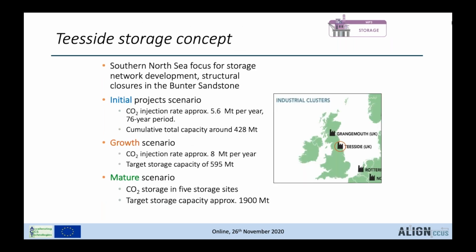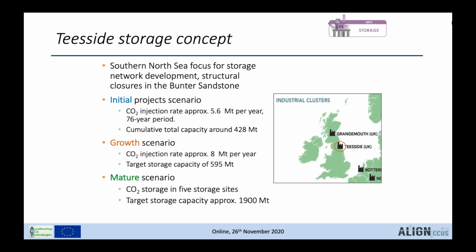So, for the Teesside industrial cluster, our focus has been using a storage network based on the structural closures in the Bunter sandstone. Again, the volume and rate of CO2 stored are based on the ELEGANCY supply profiles we have already seen. For the initial projects, injection is at a rate of approximately 5.6 million tonnes per year, operating for a 76-year period and requiring a cumulative storage capacity of around 428 million tonnes.